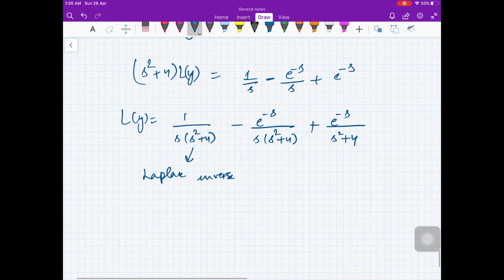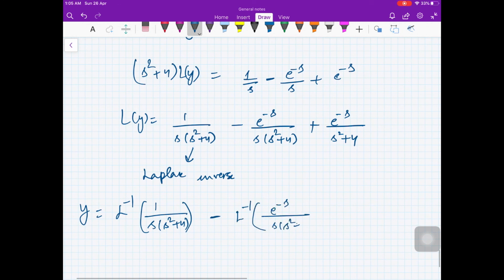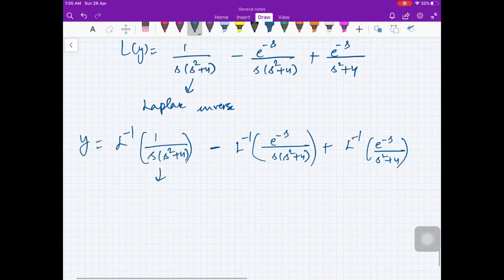Now we want the Laplace inverse. So for that you have y is equal to L inverse of 1 upon s into s square plus 4, then you have minus L inverse of e raised to minus s into 1 upon s into s square plus 4, plus L inverse of e raised to minus s upon s square plus 4. Here you see we just saw that this will be 1 by 4, because for this you have sine 2t upon 2, then you divide with s, so you have to integrate, so you'll get 1 by 4. We just got in the last question 1 by 2x.